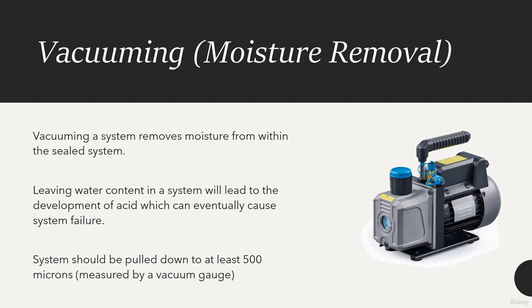Vacuuming a system removes moisture from within the system. It can also be called dehydration. Leaving the water content in a system will lead to the development of acid, which can eventually cause system failure. Systems should be pulled down to at least 500 microns, measured by a vacuum gauge, and held there for a period of time to ensure that there are no leaks and the system is completely dry.